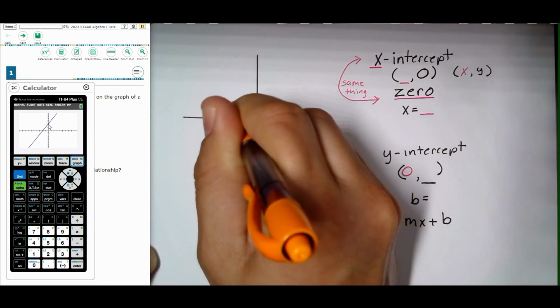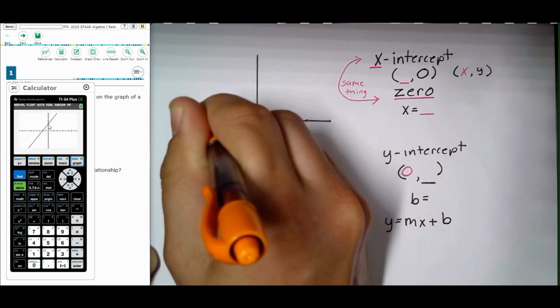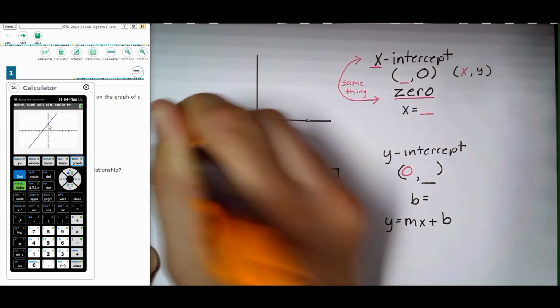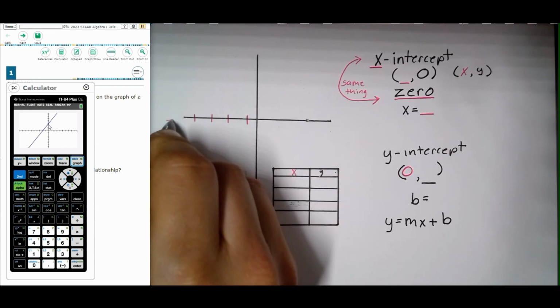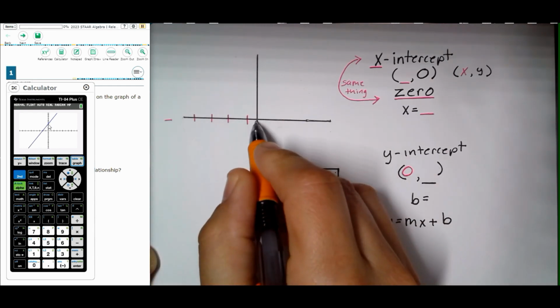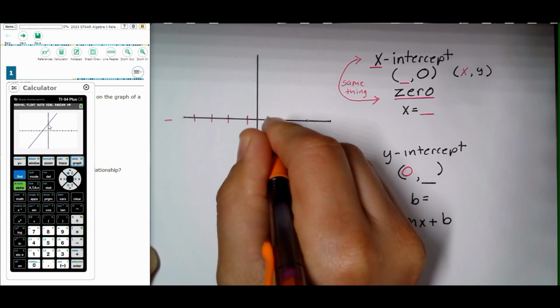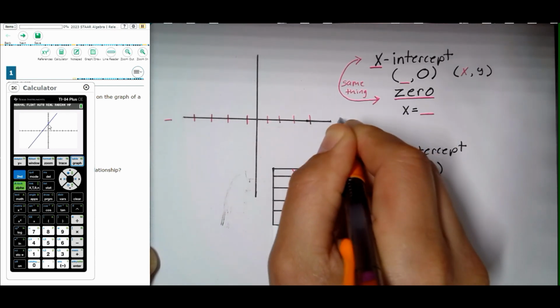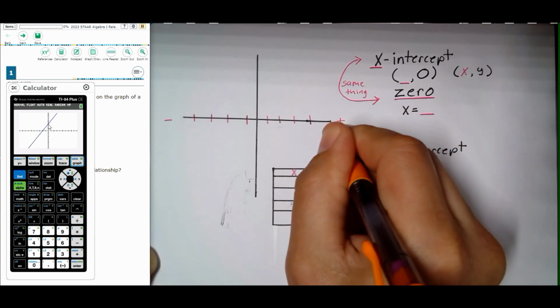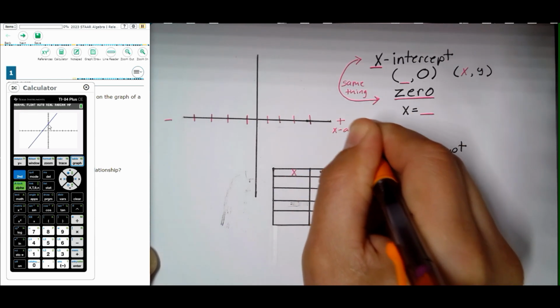So I'm going to draw some lines. So that's 1, 2, 3, and 4. Notice I went 4 to the left. Remember, when you're going to the left from origin, these values are all negative. And from origin to the right, I'm going to also go 4: 1, 2, 3, 4. And these values will all be positive on the x-axis because this is your x-axis.